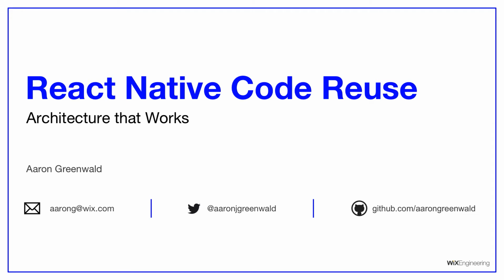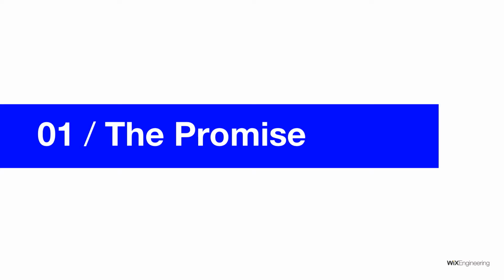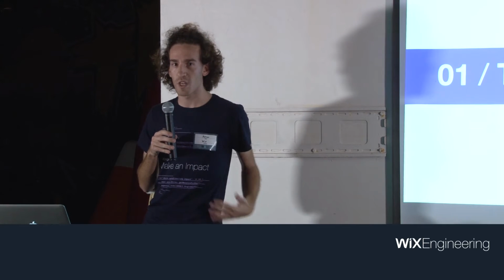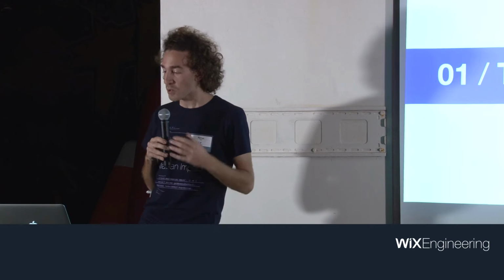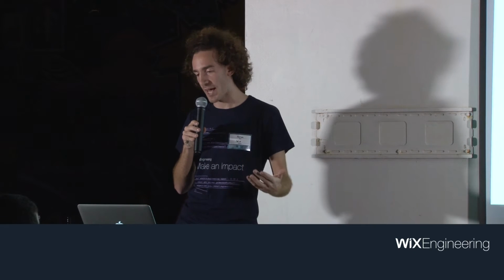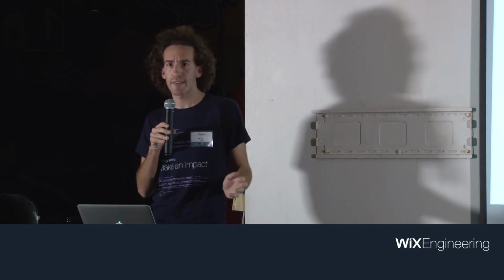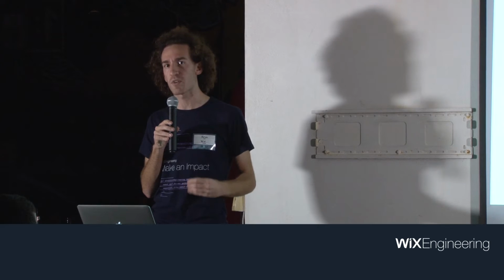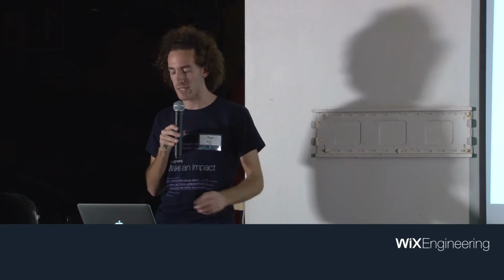So here's what we're going to talk about: how to reuse code in React Native. Or more importantly, how to build your app with an architecture that works with React Native. React Native promises, and it promises a lot. And oftentimes we wonder if it'll actually achieve that promise. The promise it makes, largely, is that you can reuse about 85% of your code. This quote that I have on the screen, I stole from a blog post that somebody at Facebook wrote about one of the apps that they wrote. And what they mean is that they were able to reuse about 85% of their code across Android and iOS.